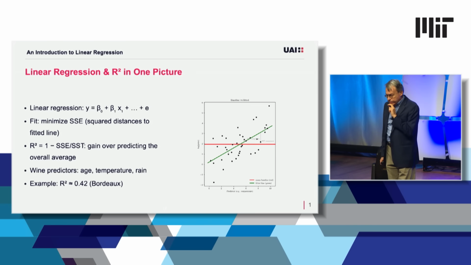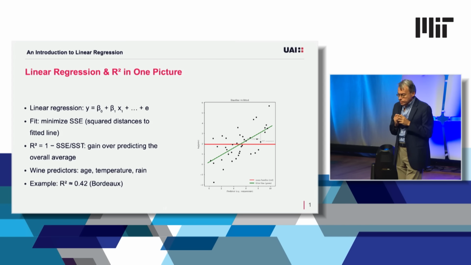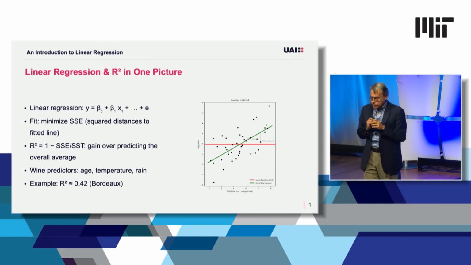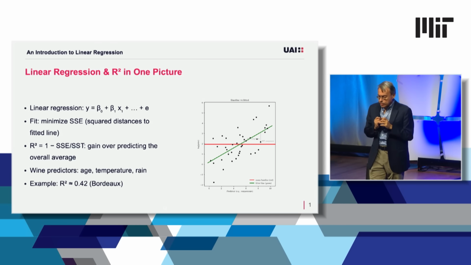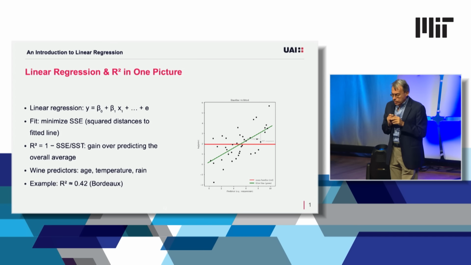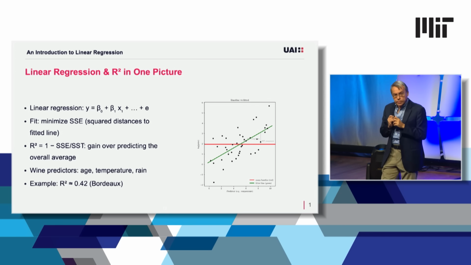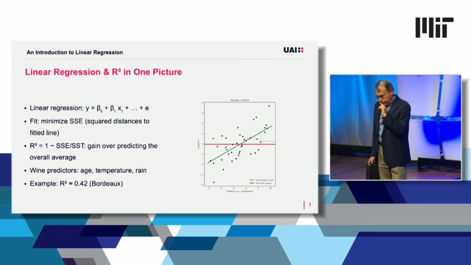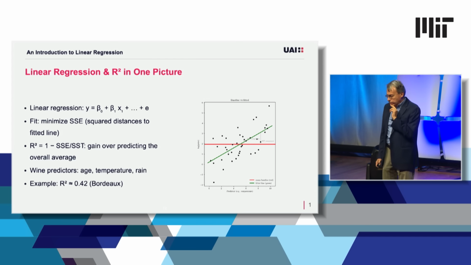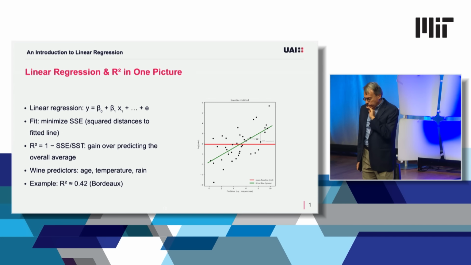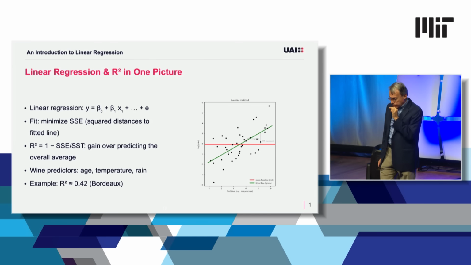Here's the 30-second summary. We model log wine price as yi equals beta 0 plus beta 1 x1 plus e, fitted by minimizing the sum of squared errors, SSE. R squared equals 1 minus SSE over SST, and measures how much better we do than predicting the overall average only. Using age, temperature, and rain as predictors, a simple model reaches R-squared of 0.42 on Bordeaux data and beats the average baseline. Takeaway: a few variables plus linear regression yield useful, quantifiable forecasts.